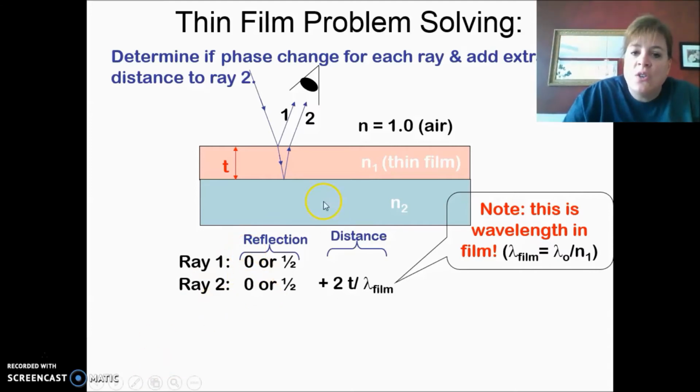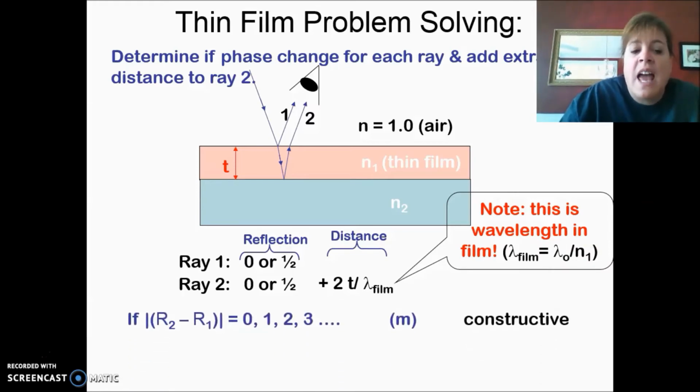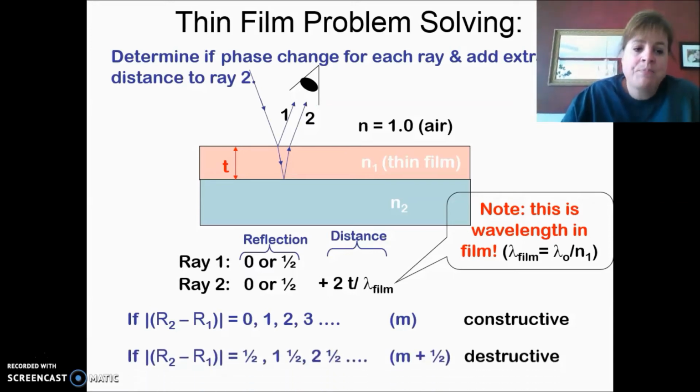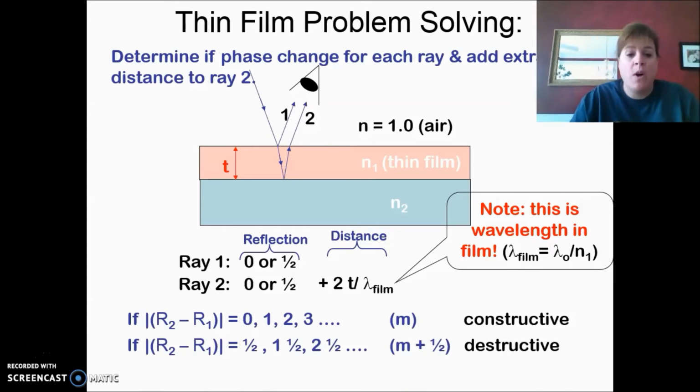So I have to add to that 2 times t, the thickness of the film, divided by the wavelength in the film. Now remember this equation from the first video: the wavelength in any film is the wavelength in air or a vacuum divided by the refractive index of the film. Then I subtract those. I take the absolute value of the difference between what I have for ray 2 and ray 1, and if I end up with some whole number or 0, and 0 is a whole number, I get constructive interference. But if I take the difference between ray 2 and ray 1 and get some half or some multiple of a half, then I get destructive interference.